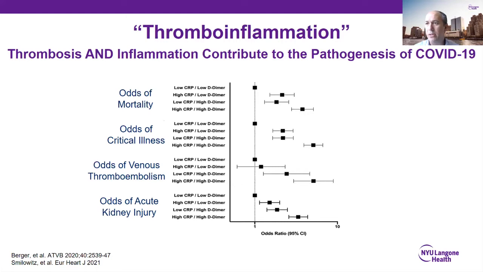And in fact, when you look at two crude biomarkers, and we chose these really because they were being tested clinically, when you looked at patients and stratified them based on high and low D-dimer, high and low CRP, you see that each of them contributed to clinical events, including death, critical illness, thrombotic events, even kidney injury. But you saw this additive or synergistic effect, right? That when you had elevation of both thrombotic and inflammatory biomarkers, your risk was even higher.